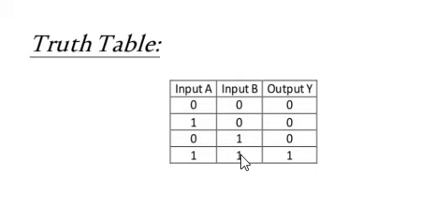So in other words, you can say the AND gate works in such a manner that it will give you the final answer as 1 or true when all the inputs are 1. Otherwise, if any of the inputs is 0, then the final output will be 0.